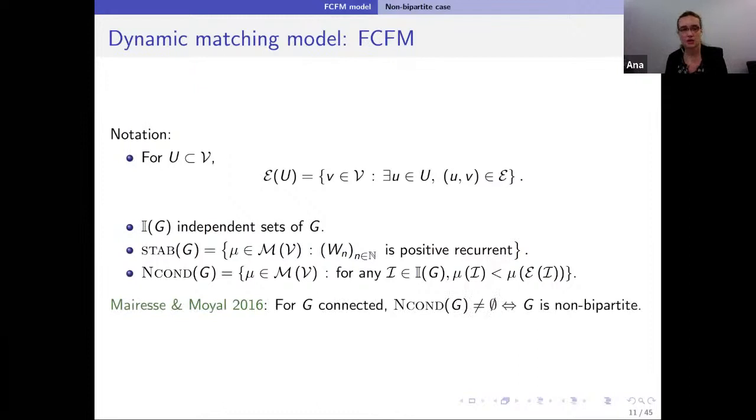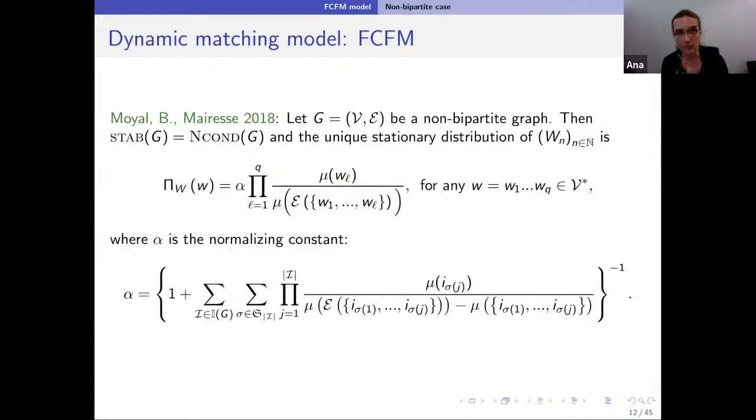Okay, and so Jean Mairesse and Pascal Moyal showed in 2016 that for any connected graph G, this set of necessary conditions is non-empty if and only if we have a non-bipartite matching graph. As I promised you, for this type of model we have a product form solution for the stationary distribution. And it can be given in the following form.